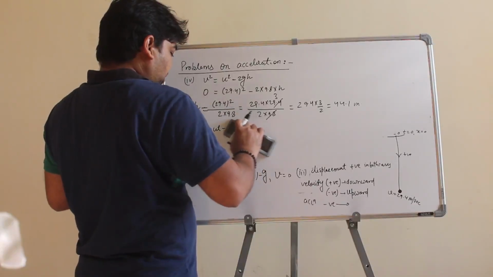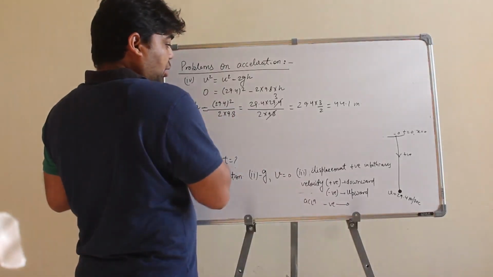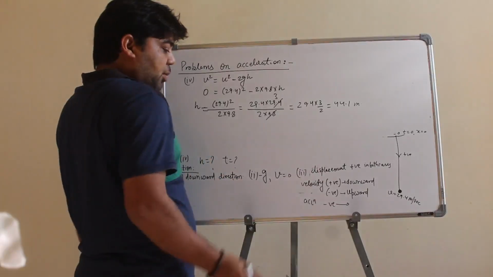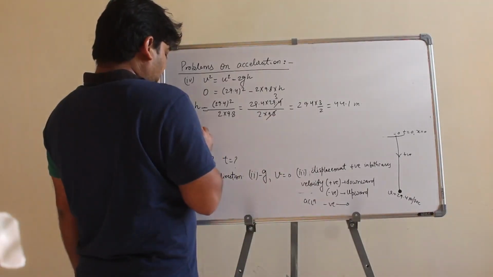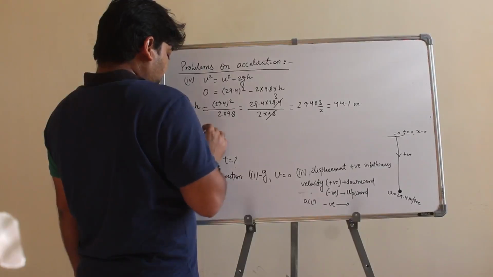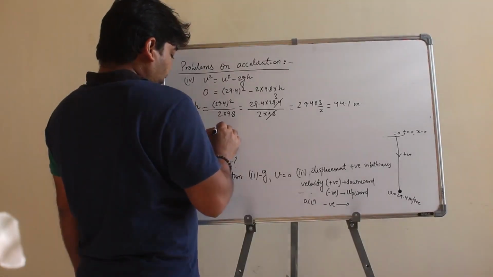Okay, this formula may not be useful here. We need a simple formula. This is useful, but it makes things complicated. So let us use a simple formula. What is the simple formula? V equals u minus gt.